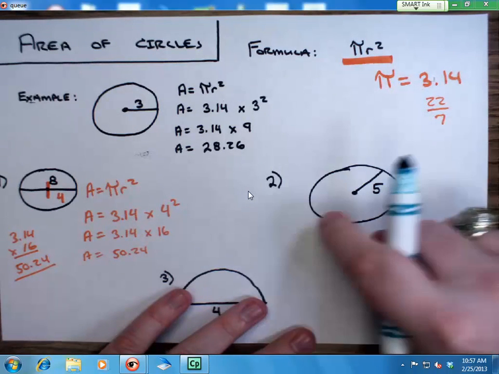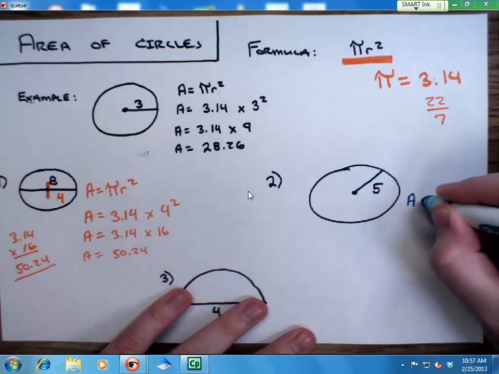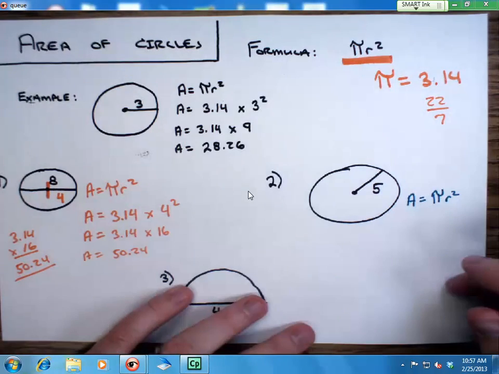Now on number 2, let's take a look at number 2. We're going to do the same thing. We're going to have pi times radius squared.